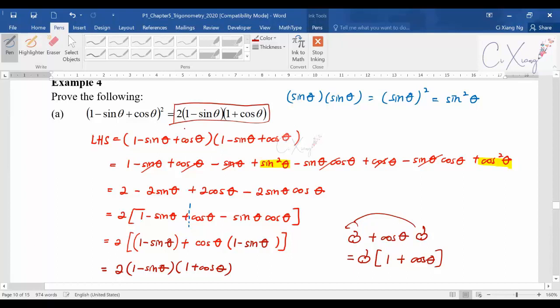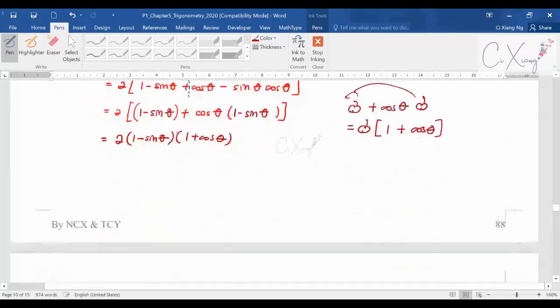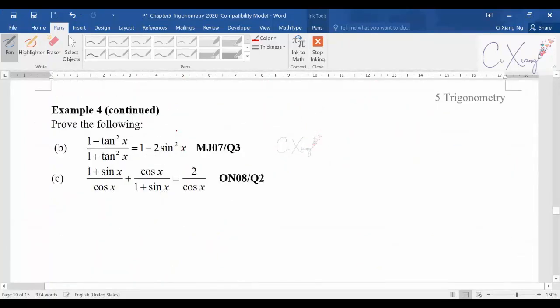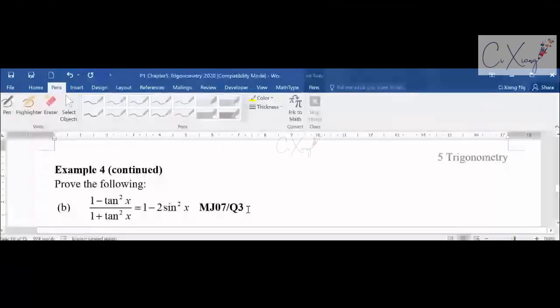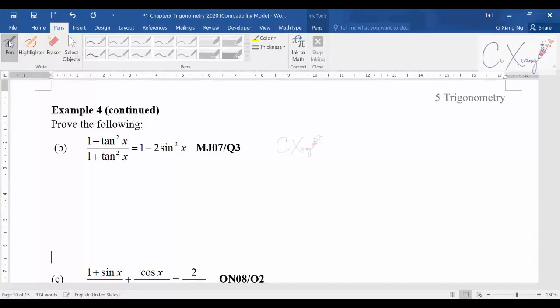All right. Okay, so this is what we have for example 4. Okay, so maybe you can have a look at example 4 part B. These two examples are from past year questions, okay? Maybe you can try part B first. For those who want to challenge yourself, you can pause the video again and try it first before you check the answer.